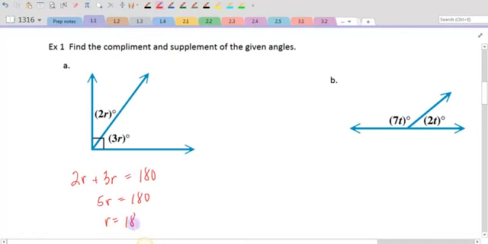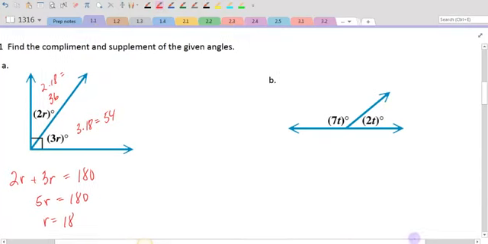So if I know that r is equal to 18, then I can go back in and substitute to find out what the actual values are for these two angles. So on this bottom angle right here, I would say 3 times 18. That's going to give me 54. And this top angle right here would be 2 times 18, which would be 36. So I know that these two angles right here added together give me 90 degrees, and each of those angles would be 54 and 36. So we're just using the definition of complementary to be able to solve for those values.